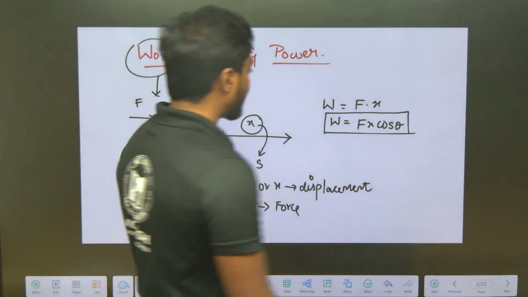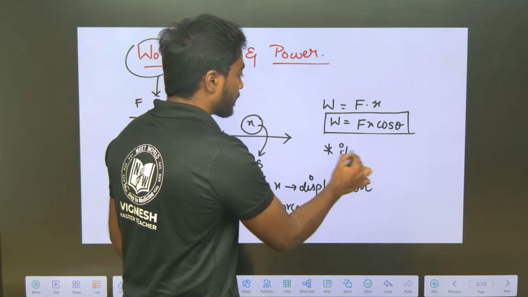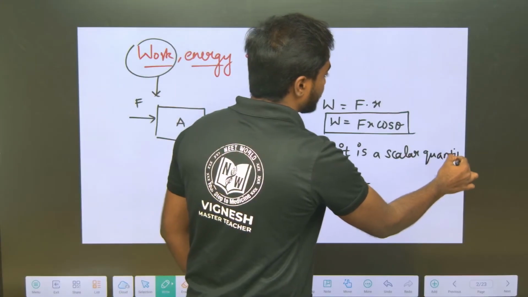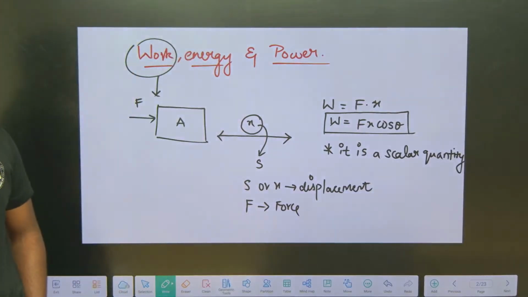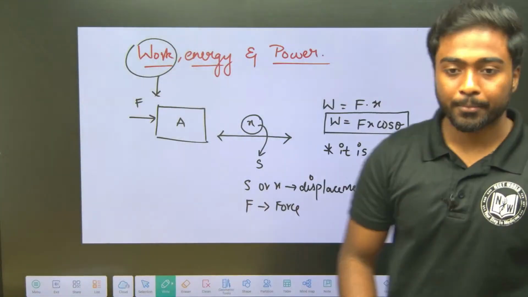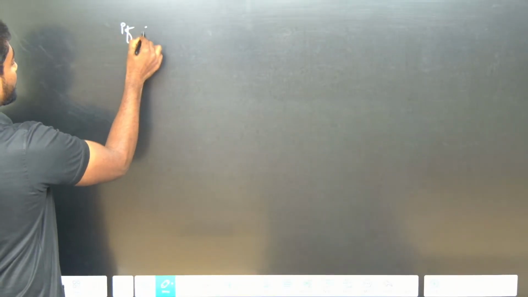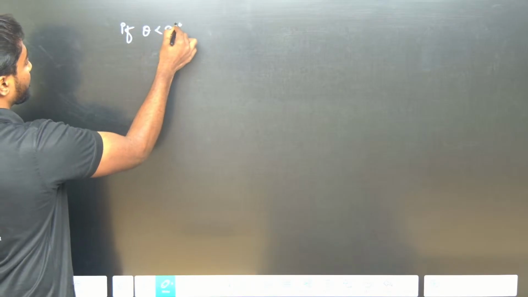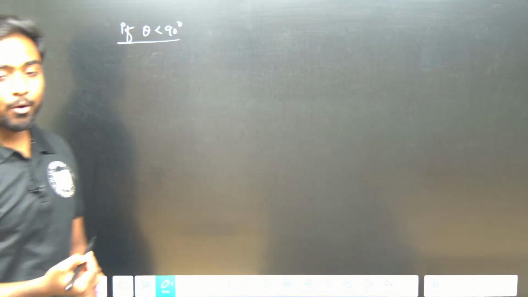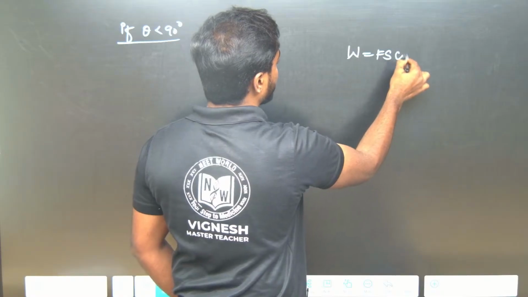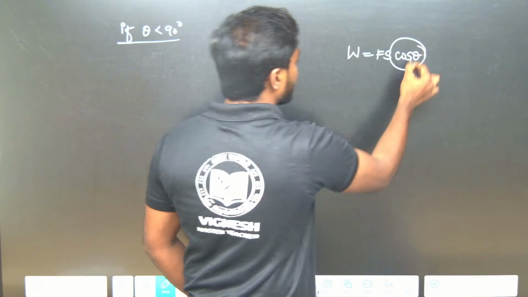This is the formula for the work done. Work done is a scalar quantity, which is why we take work as the dot product of force and displacement. Next, if theta is less than 90 degrees, work done is Fs or Fx cos theta. We are talking about this angle theta here.